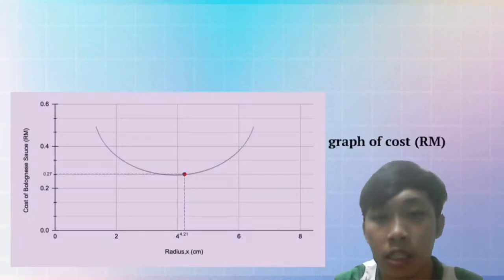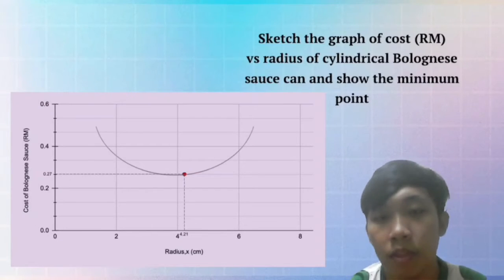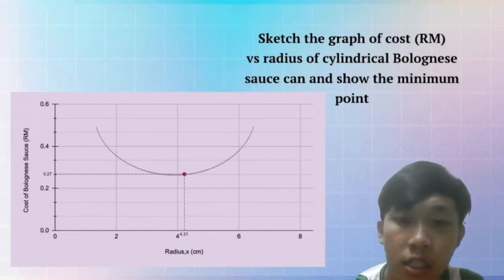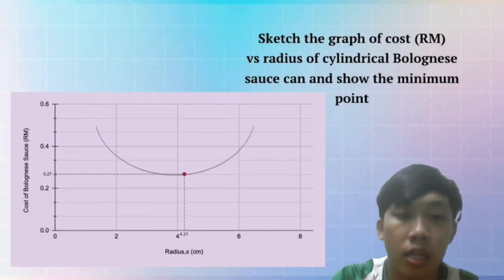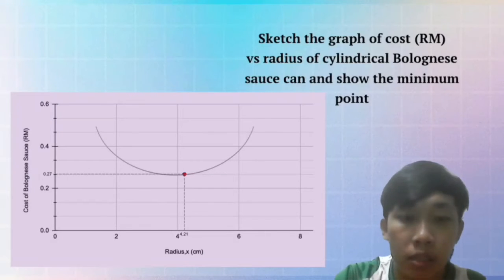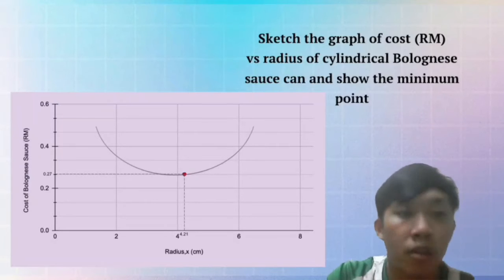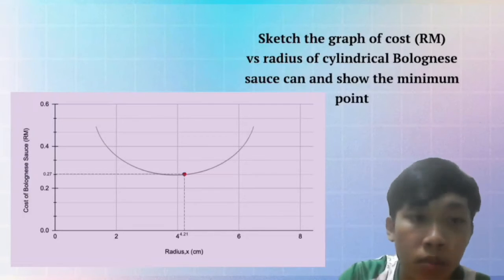Next question is to sketch the graph of cost in Rm against the radius of the cylindrical Bolognese sauce can and show the minimum point. That is the graph. The minimum is for radius 4.21, and the minimum point for the cost of the Bolognese sauce is 0.27.